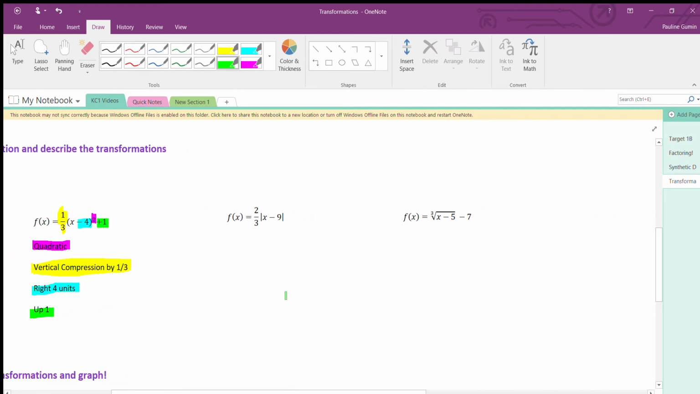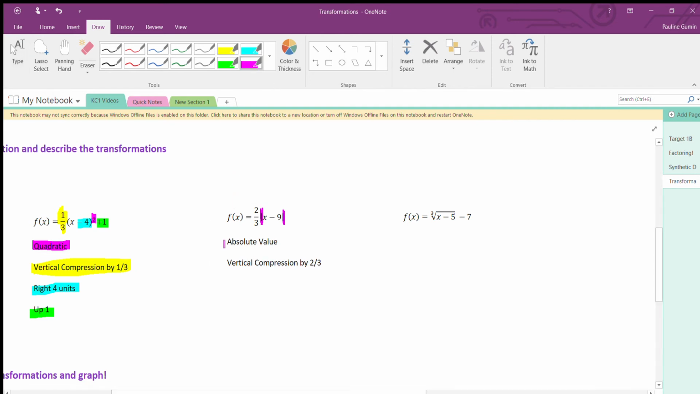Alrighty. Oh, this is a different one. This one has these 2 vertical lines. You know what that means? That means this is an absolute value function. All right, let's check this out. In front of our absolute value, I see a 2/3. So this is a vertical compression by 2/3. If it was a number greater than 1, it would be a vertical stretch.